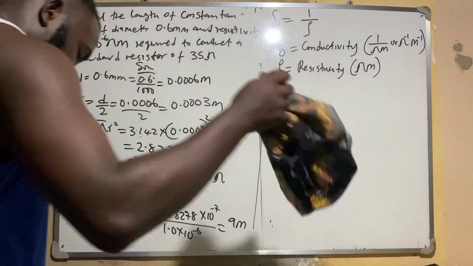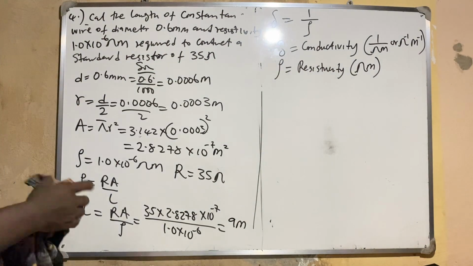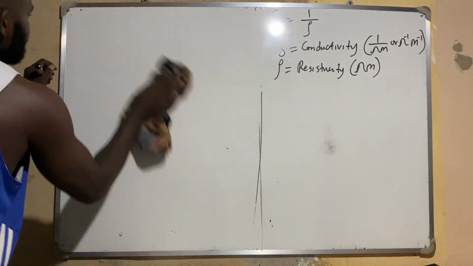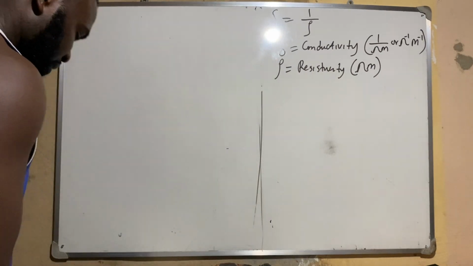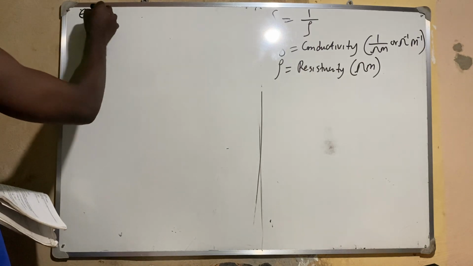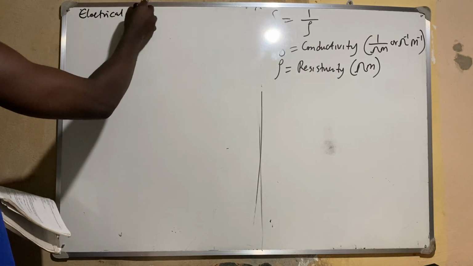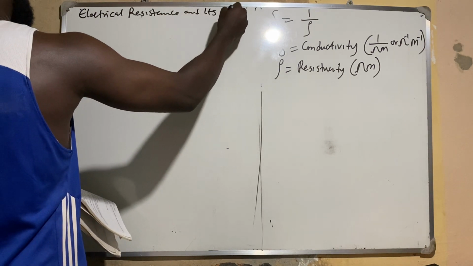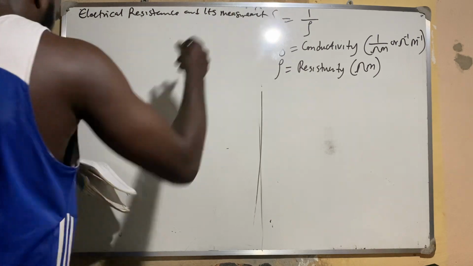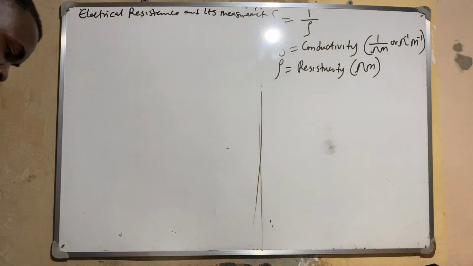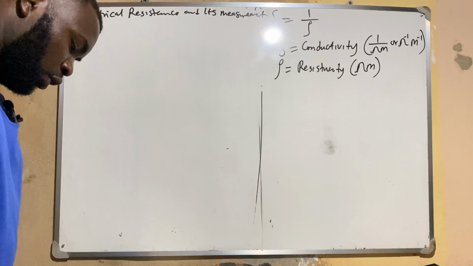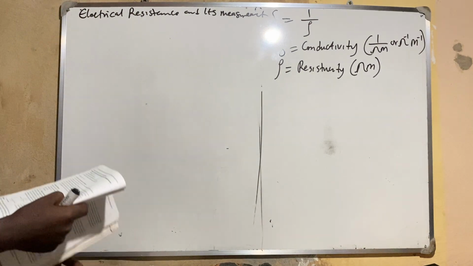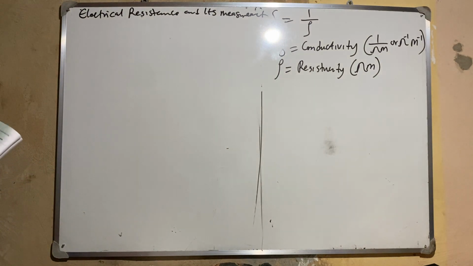So let's talk about electrical resistance and its measurement. Resistance R is an opposition given to the flow of an electric current through a conductor. And the symbol is R, measured in ohms, right?